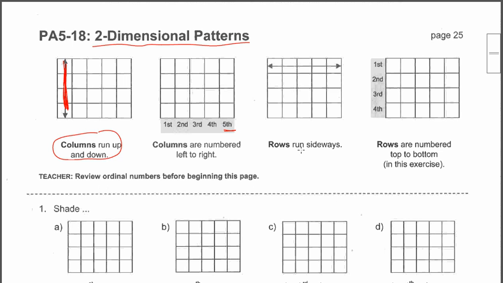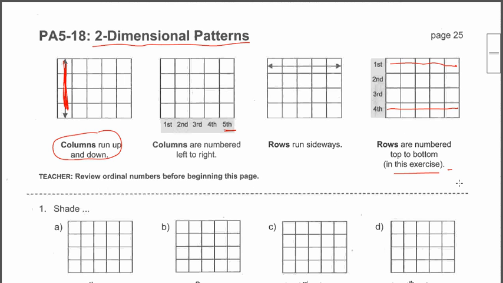Rows run sideways, and for this work, rows are going to be numbered from top to bottom in this exercise. So we're going to call this the first row, second row, third row, and fourth row going across. So columns again go up and down, and rows go left to right.